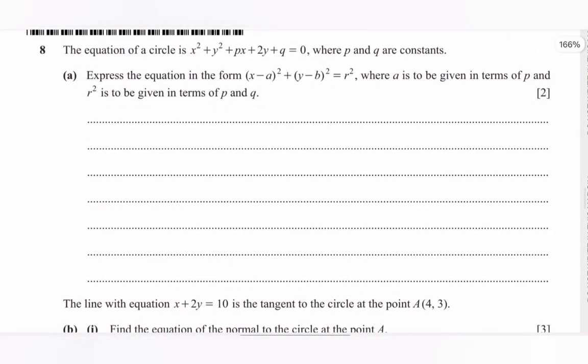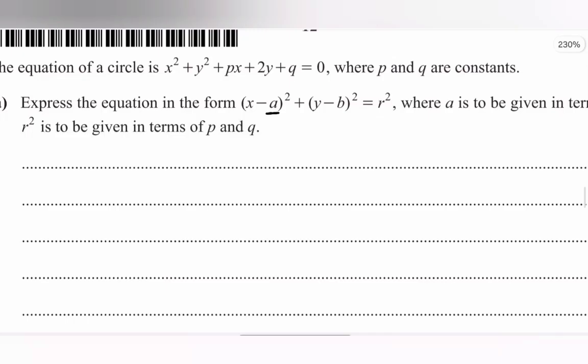Now for number 8, it says the equation of a circle is x squared plus y squared plus px plus 2y plus q is equal to 0. This is the expanded form of the equation of the circle, which is usually given like this. But as you can see, it's expanded there. So it says where p and q are constants, p and q are just numbers. And for part A, it says express the equation in that form, where a is to be given in terms of p and r squared is to be given in terms of p and q.